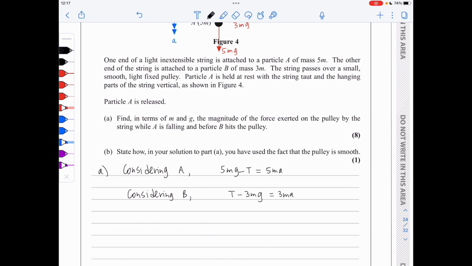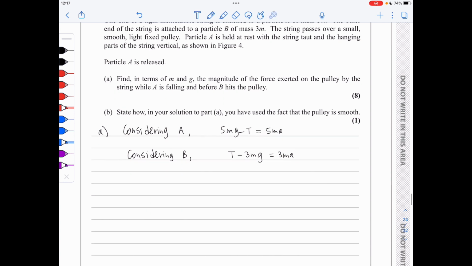And therefore, this means that I can combine these two simultaneous equations. I can multiply the first one by 3. This will give me 15mg minus 3T is 15ma. And then I will multiply the second one by 5. This leads to 5 capital T minus 15mg is equal to 15ma.